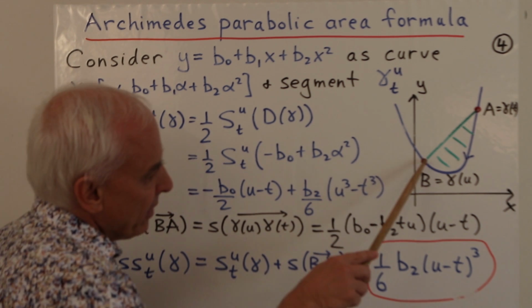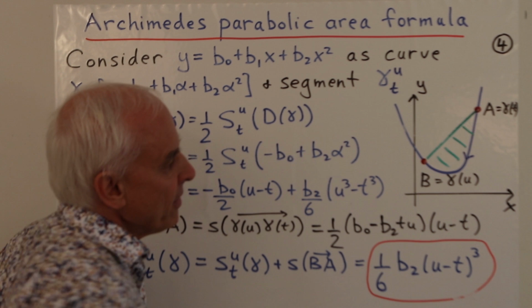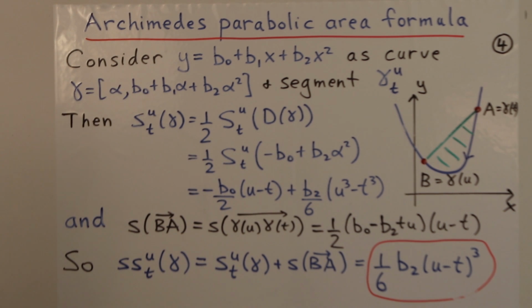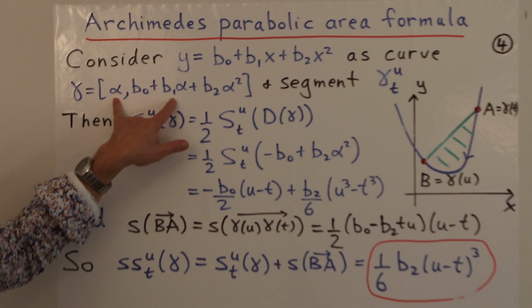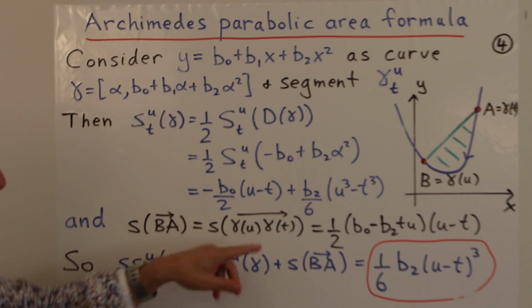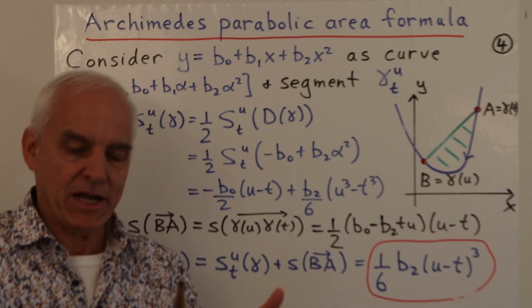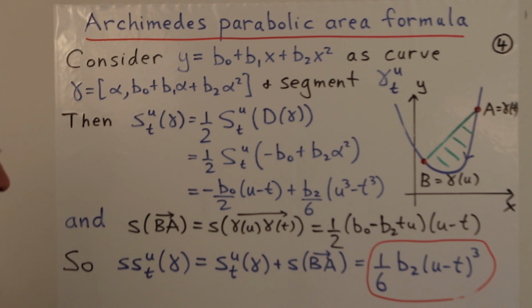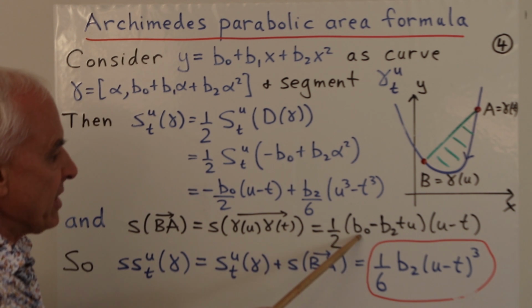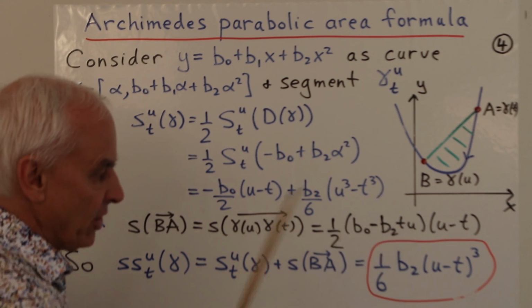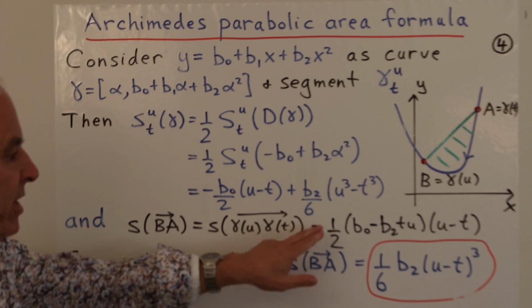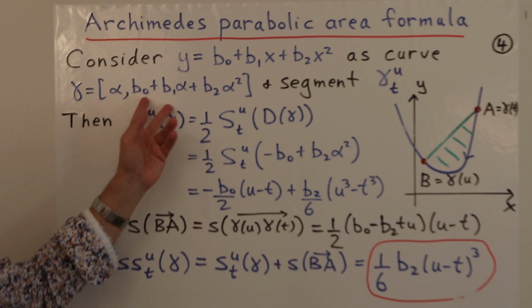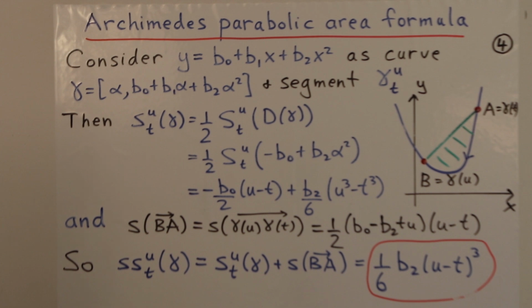Now what about the oriented edge from B to A? Well, that's pretty easy because we're just talking about 2 points, and we know exactly what the formula for those 2 points is. So we just apply the elementary formula for the signed area of an oriented edge to get 1/2 of (b0 minus b2 tu) times (u minus t). That's a small calculation involving essentially the cross product of 2 vectors.